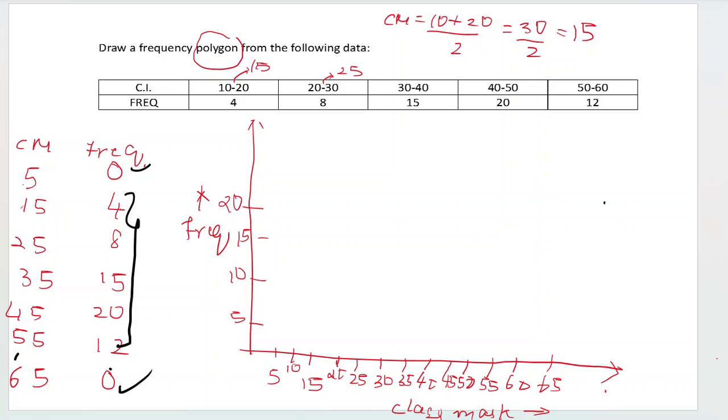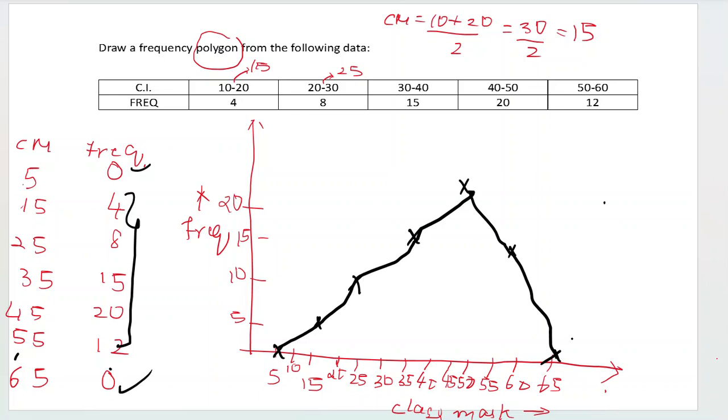Now we plot all these values. For 5 the value is 0, for 15 the value is 4, for 25 the value is 8, for 35 the value is 15, for 45 the value is 20, for 55 the value is 12, and for 65 the value is 0. So now we join them using straight lines. We have to only join them using straight lines. All these points have to be joined using straight lines and not freehand curves.